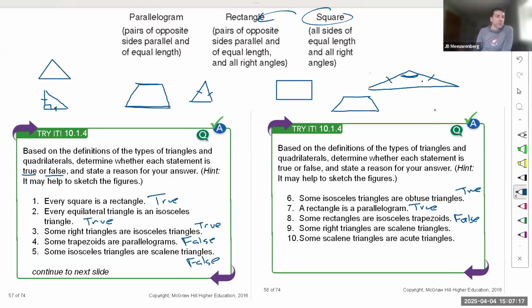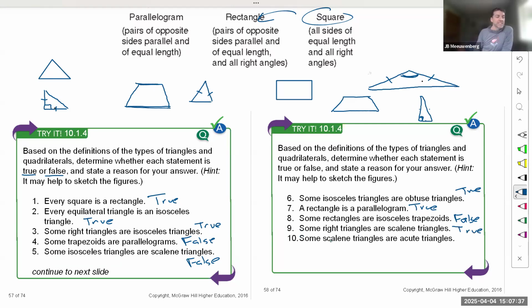Yep. So right triangles, again, all they have to have is a 90-degree angle. To be scalene, all the sides have to be different side lengths. So you can have a right triangle with 3 different side lengths. So that is true. Just some of them. Doesn't mean all of them, but some of them can.